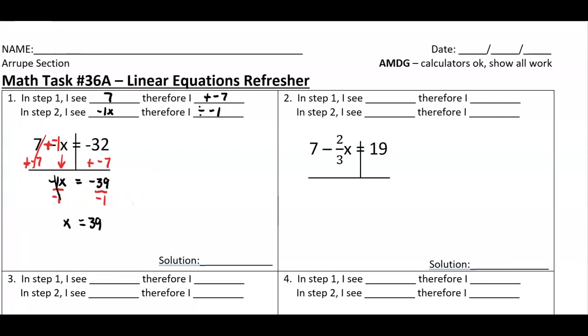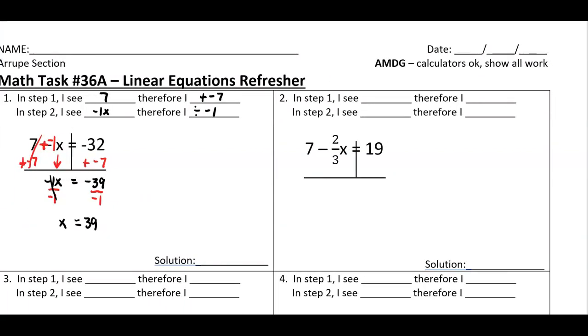All right, let's do the next one together. Again, right off the bat, see this minus sign, so plus and negative. I like to put the negative up top of the numerator. You can put it down in the denominator if you want. But again, right off the bat, I see positive 7, so therefore I'm going to add negative 7 to both sides. I want to make that 0. So this cancels off. I'm dropping everything down, including that negative. So negative 2/3 x is equal to 12, right?